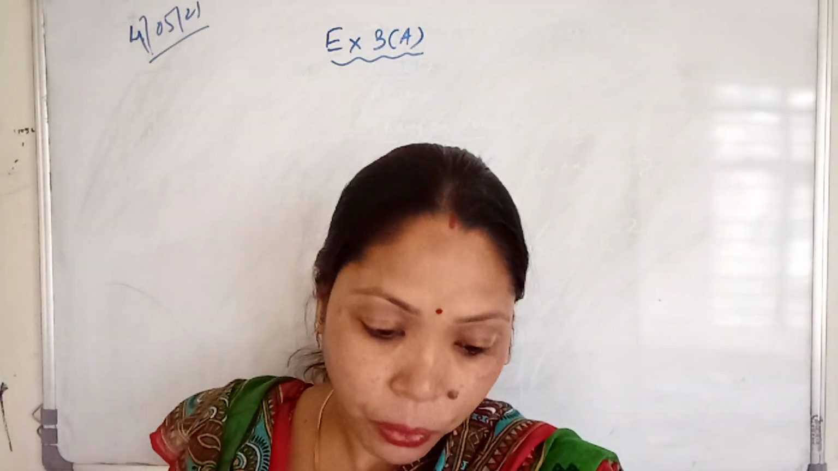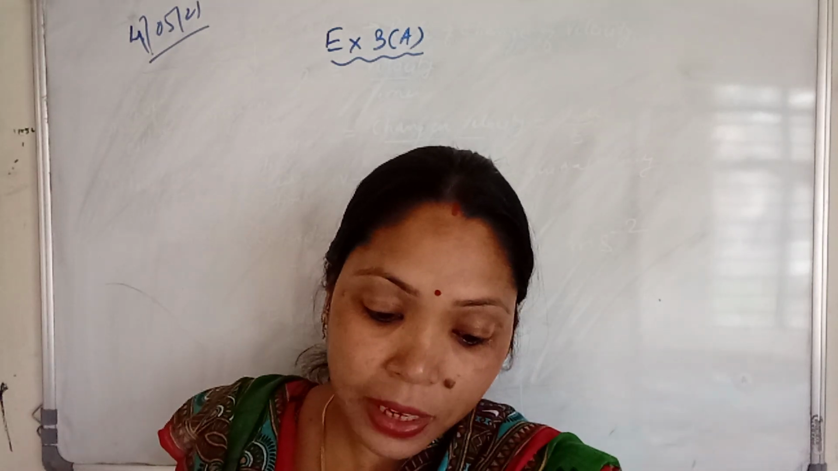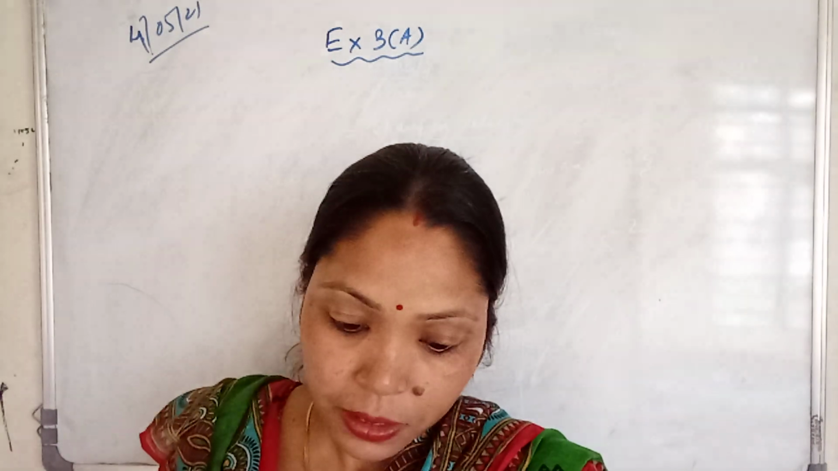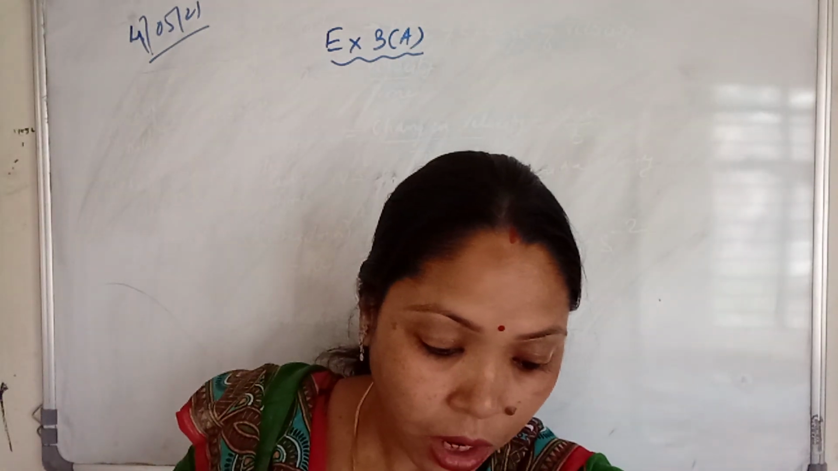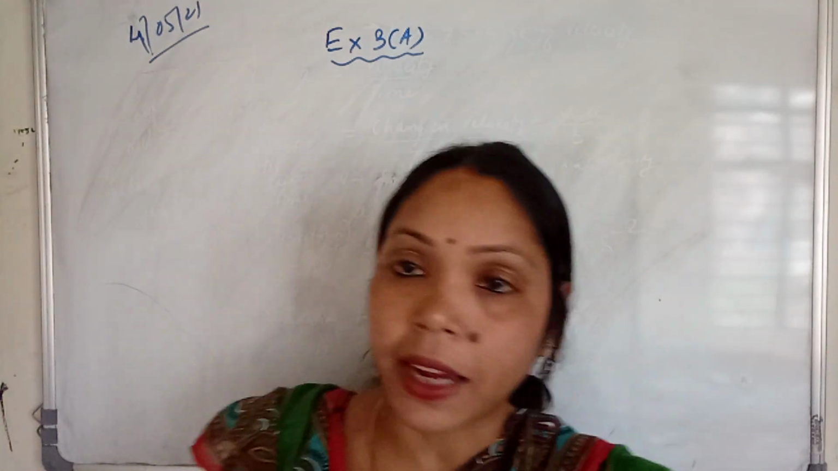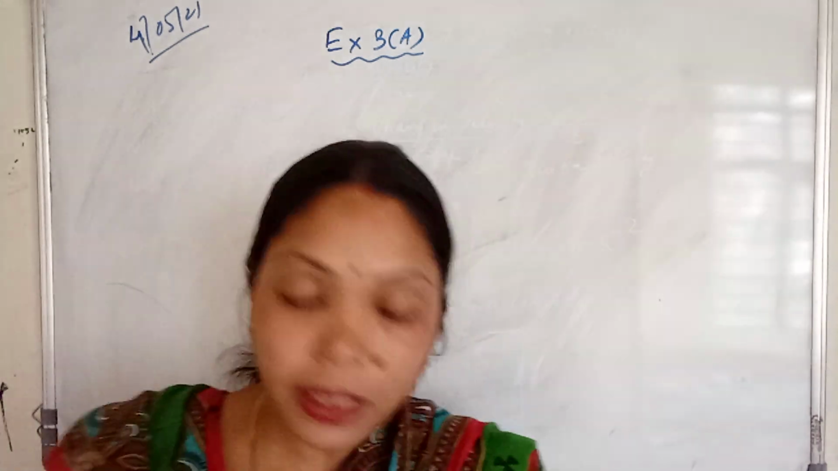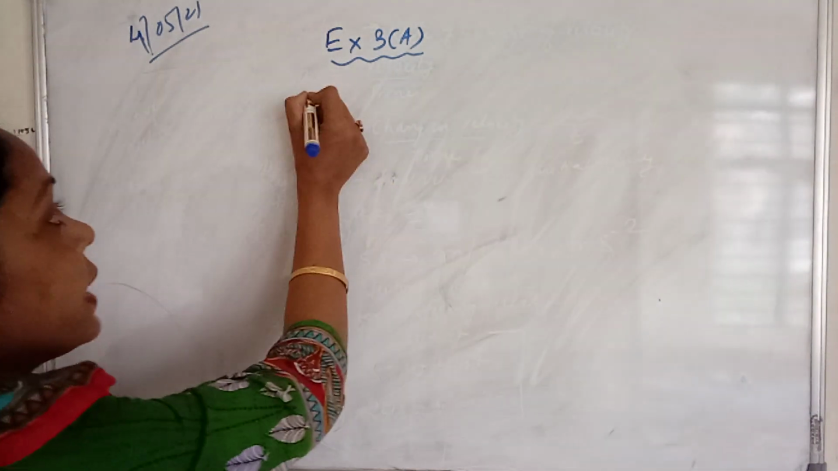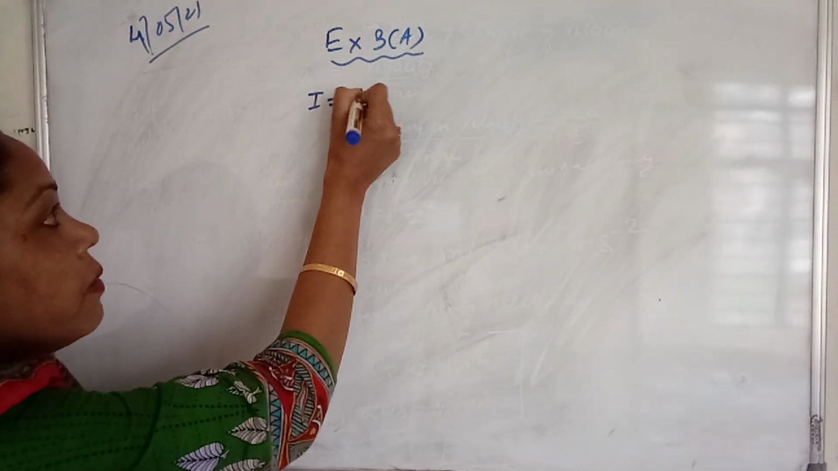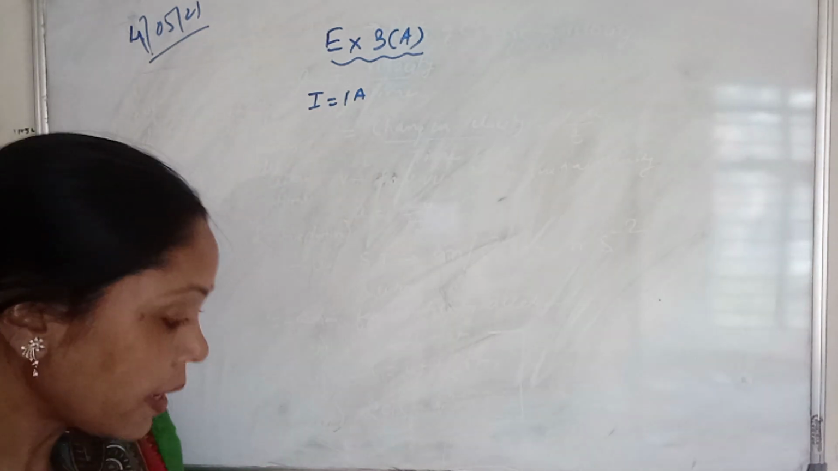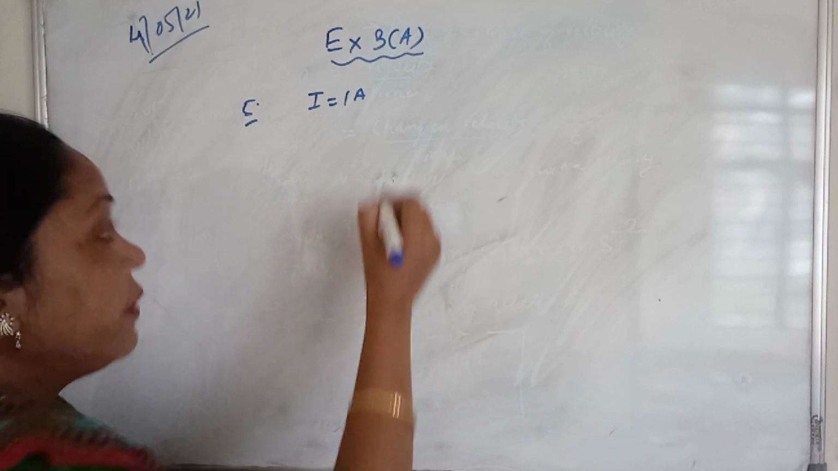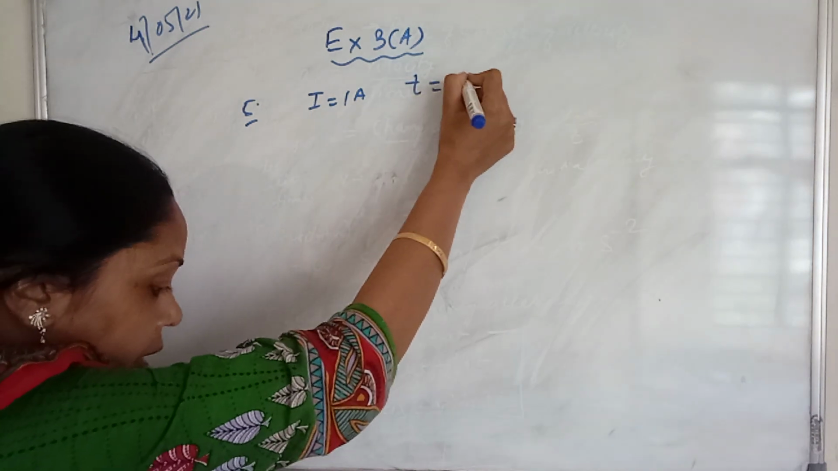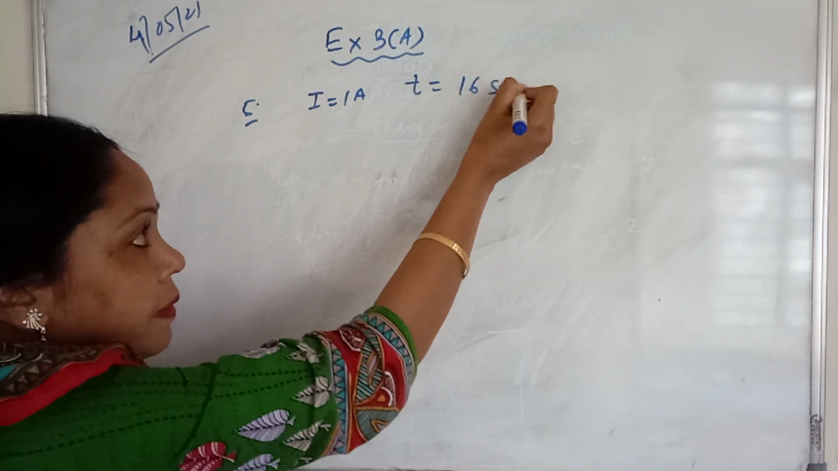Now question number 5. A current of 1 ampere is drawn by a filament of an electric bulb. Find the number of electrons passing through a cross section of the filament in 16 seconds. This is the numerical. Here current is given, I is equal to 1 ampere, and your time is given as 16 seconds.